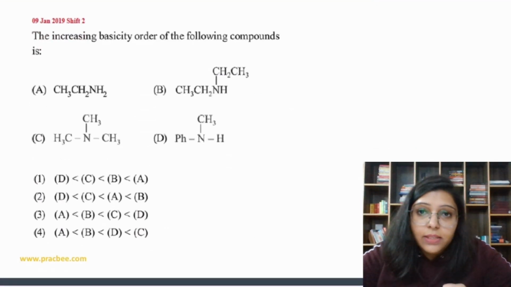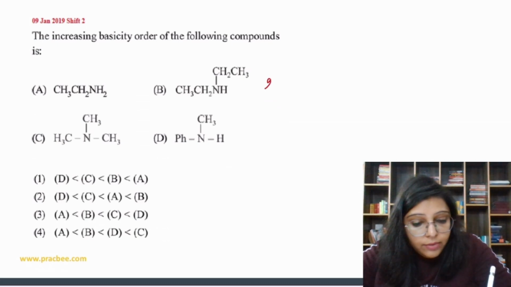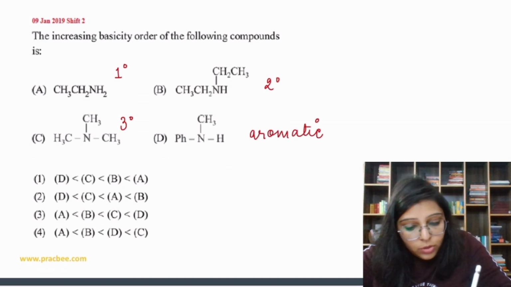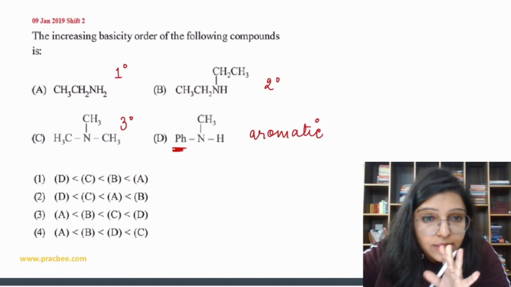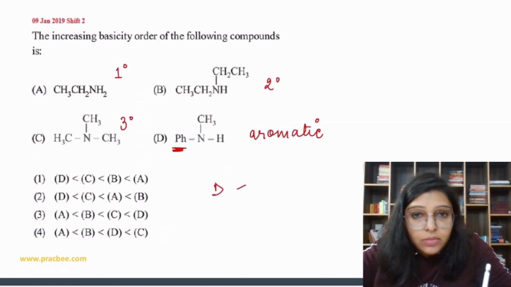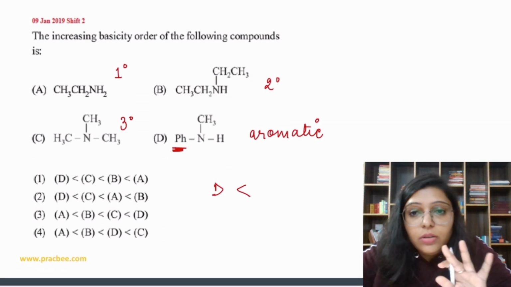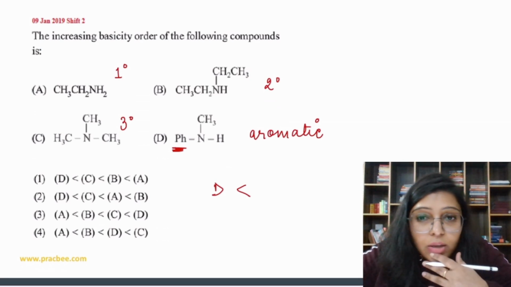The increasing basicity order of the following compounds. So see, here we have 2 degree, here we have 3 degree, here we have 1 degree, and this is going to be aromatic, right? Aromatic, why? Because phenyl is there, so it is aromatic. Aromatic amines are least basic in comparison to aliphatic amines. Okay, so D is going to be the least basic. Now out of 1, 2 and 3, 3 should be the most basic if we talk about the gaseous nature.